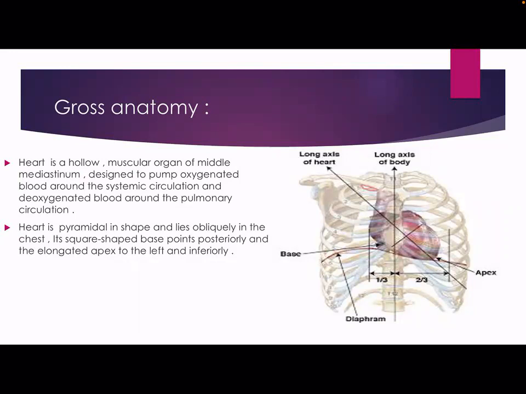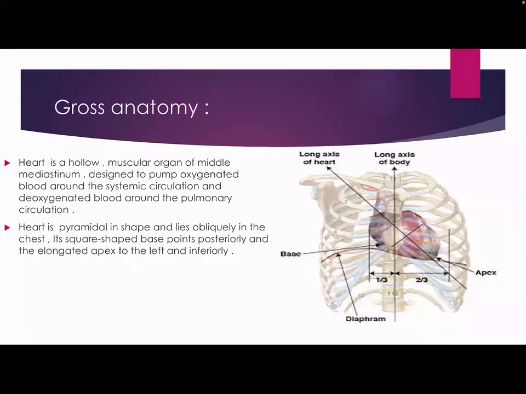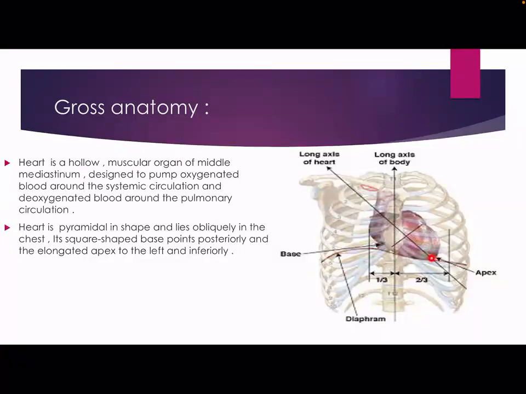It's pyramidal in shape and lies obliquely in the chest with a square-shaped base pointing posteriorly, and the elongated apex lies to the left and inferiorly. The heart lies between the second and fifth intercostal spaces with 1/3 to the right of the midline and 2/3 to the left.